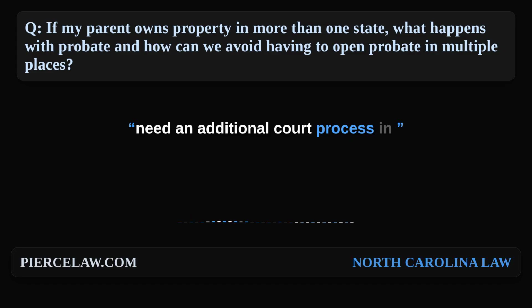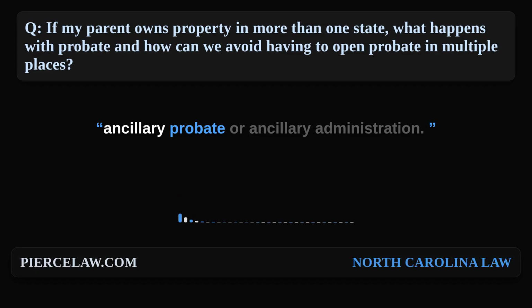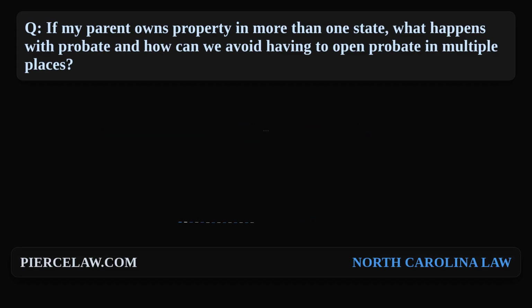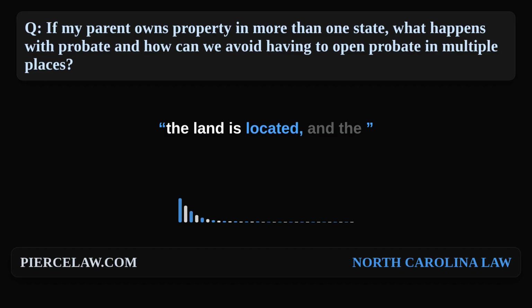additional court process in each other state where your parent owned real estate in their individual name. That extra case is often called ancillary probate or ancillary administration. The reason is simple. Real estate is usually controlled by the law of the state where the land is located, and the local court process is what allows title to be transferred and the land records to be updated.